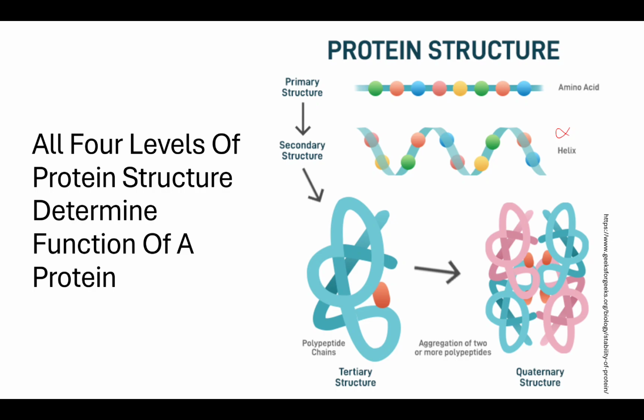I want to point out, though, some proteins are going to stop here. If they don't have more than one polypeptide chain, then there won't be a quaternary structure. So that's something to keep in mind. All proteins have a primary structure, a secondary structure, and a tertiary structure. Not every protein has a quaternary structure.